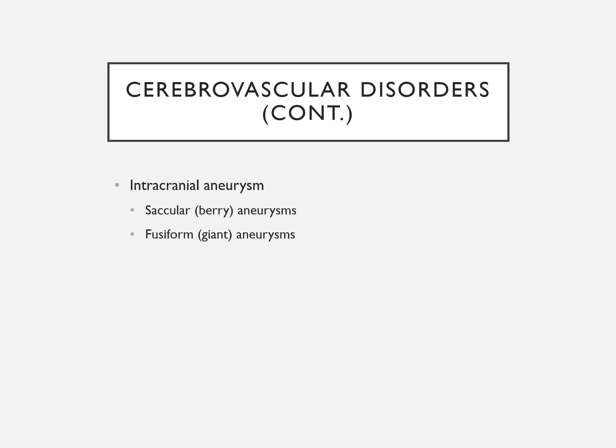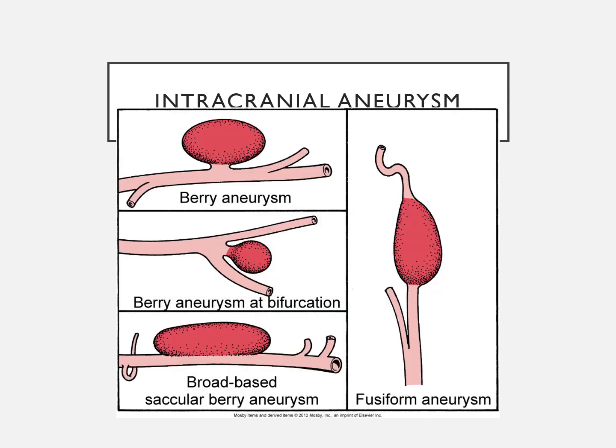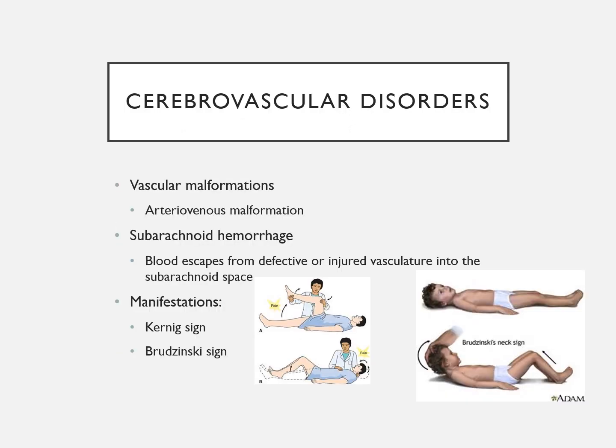Intracranial aneurysms can also cause these issues. And this is what some of the aneurysms look like. Cerebral vascular disorders, vascular malformations or AV malformations, subarachnoid hemorrhage, manifestations in Kernig and Brudzinski signs. You use those when you're looking for meningitis.